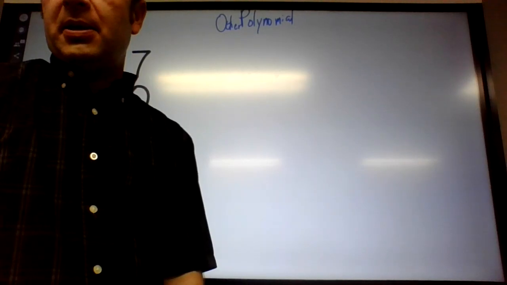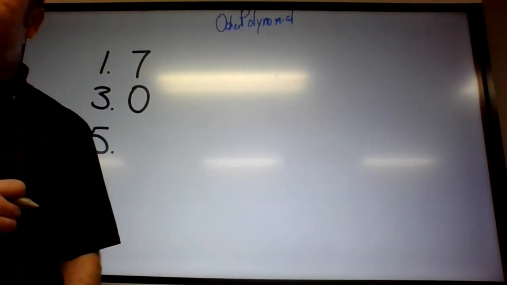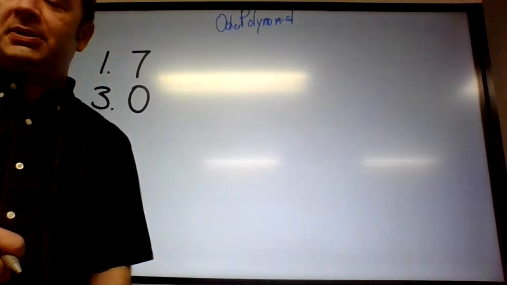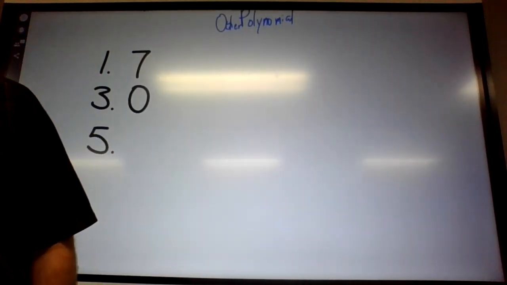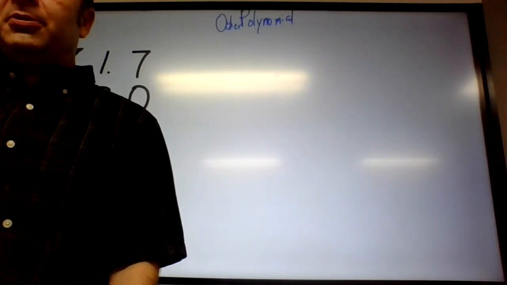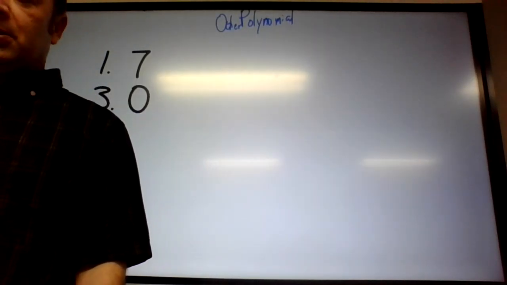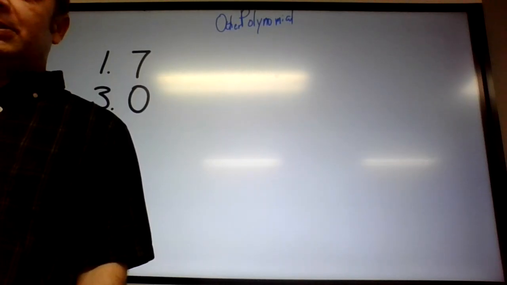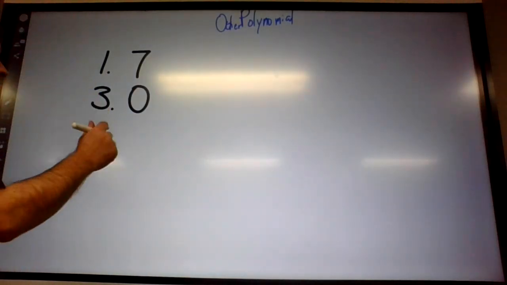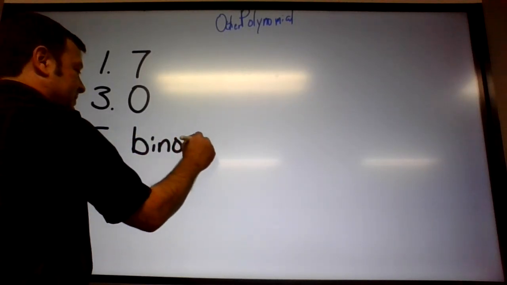Okay, number 5. So there's 2 questions on this section. The first one is, what kind of polynomial is it? So what kind of polynomial is number 5? If you read the directions, it says classify each expression as a monomial, binomial, trinomial, or other polynomial, or not a polynomial. Binomial. It's got 2 terms. The terms are separated by pluses and minuses.